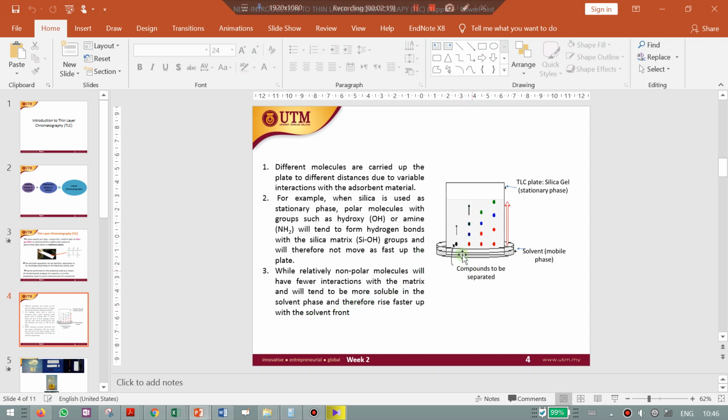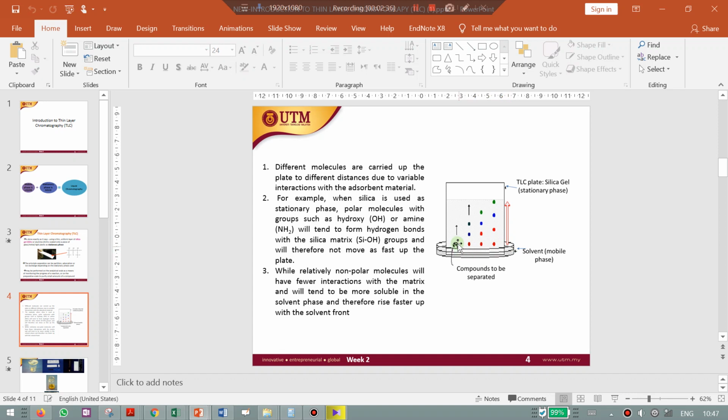Okay, compounds separated. I'm not really sure. I don't think the TLC in this figure is very correct, but it shows only the interaction process. Maybe here is the first step, second step, third step. I'm not really sure, but it's not really quite correct.